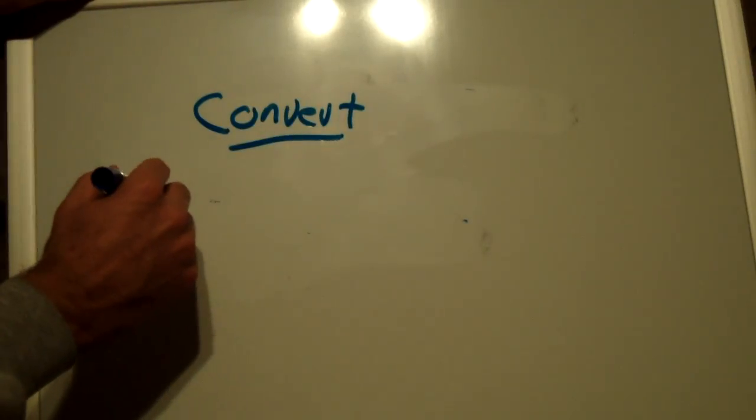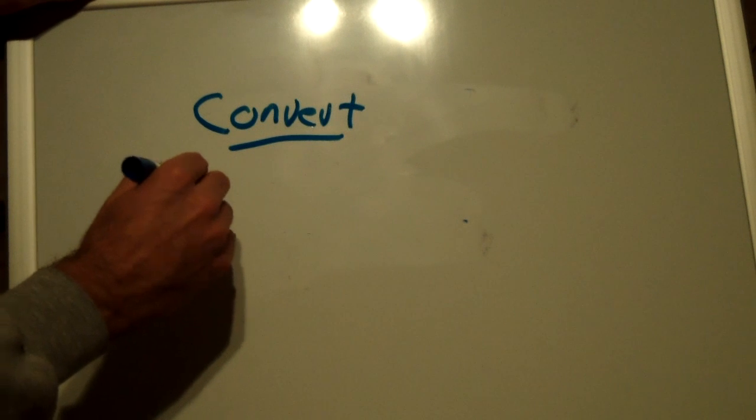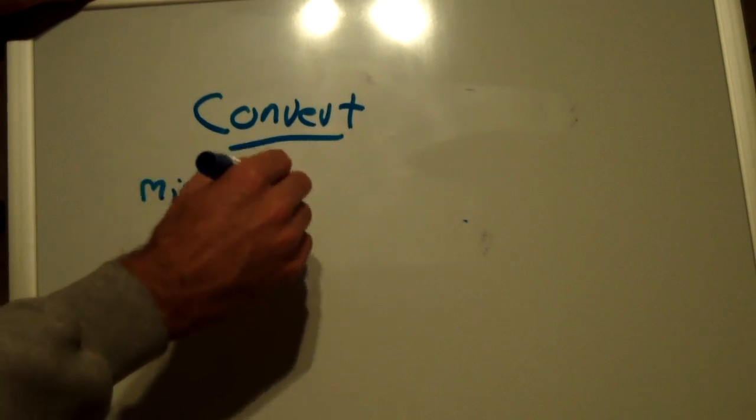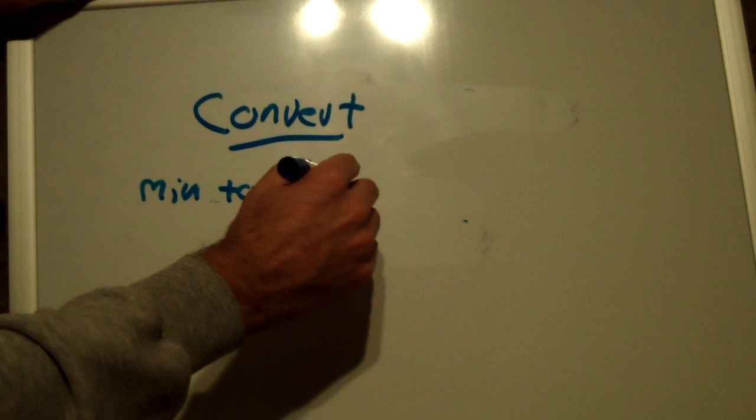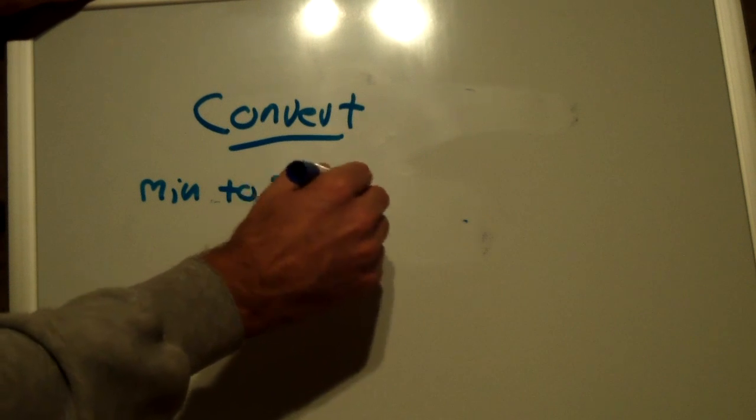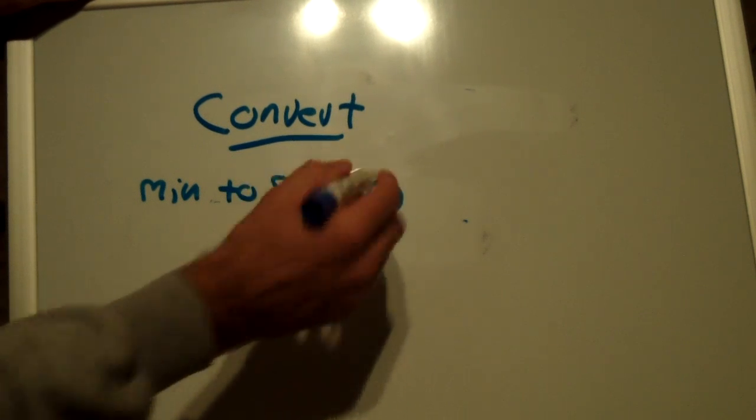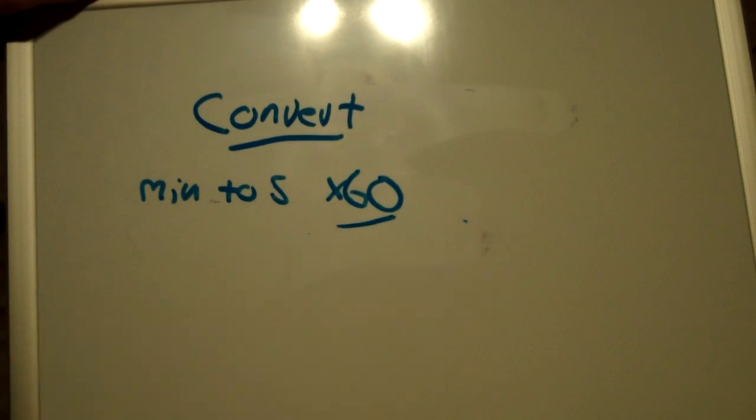Conversions, some of you have mentioned that you don't really get the conversions. We know if we're going metric to metric, all I have to use is our King Henry chart. But if we're converting from minutes to hours, the easiest thing to do is just multiply your minutes by 60.